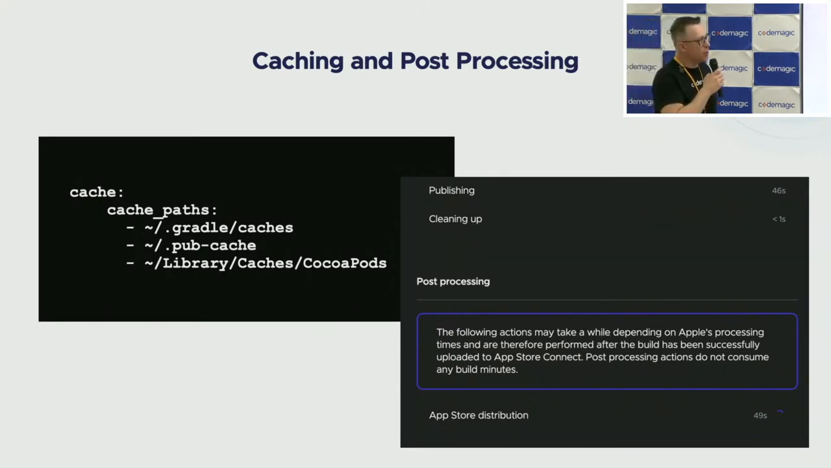Other things that you can do to increase the build speed time is taking advantage of caching. So you can cache things like your pods or anything that you're using as a dependency, and that's simply configured in the YAML file with this syntax here. And another great feature that we have in CodeMagic is something called post-processing.